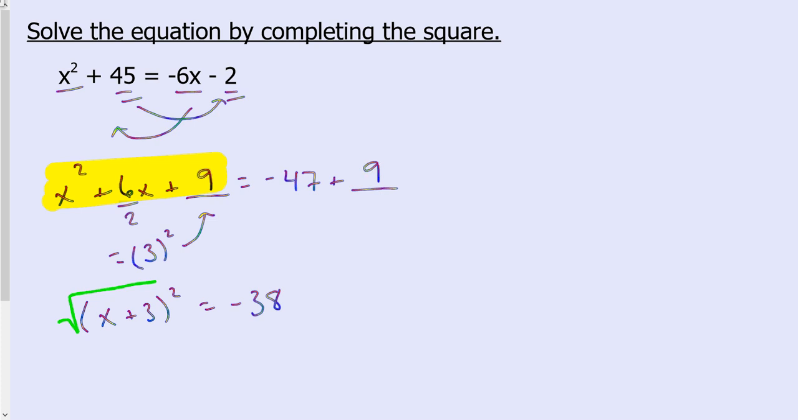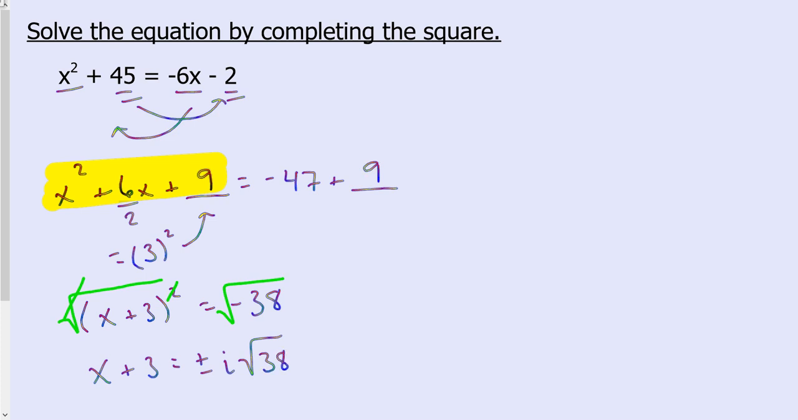But I can take the square root of both sides. So the square root and the perfect square are going to just take each other out, which is kind of fun. So we get x plus 3 equals plus or minus. I know that negative is going to give me an i, so that's i root 38.